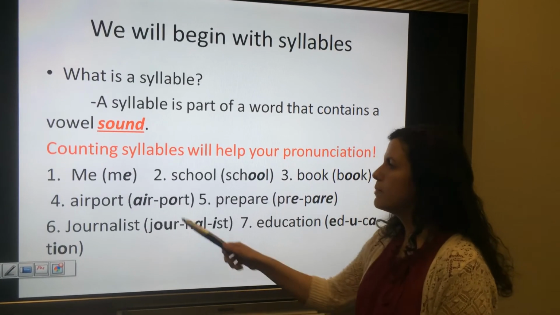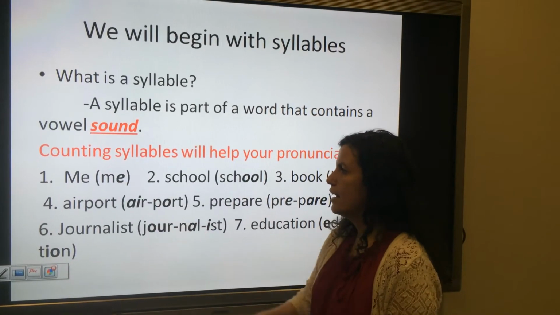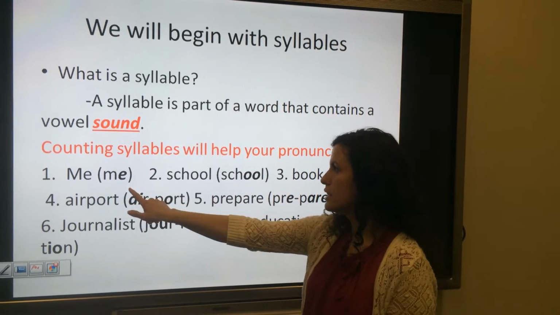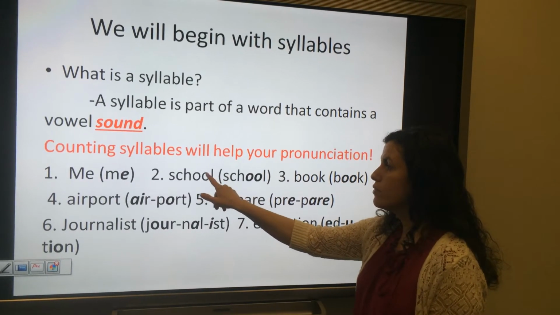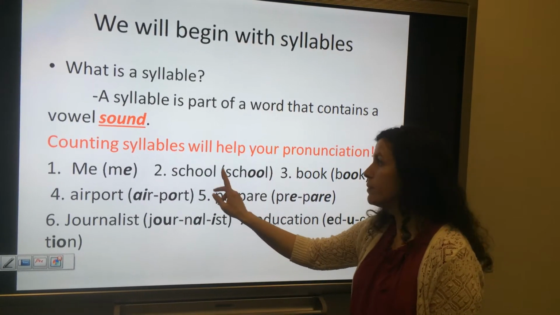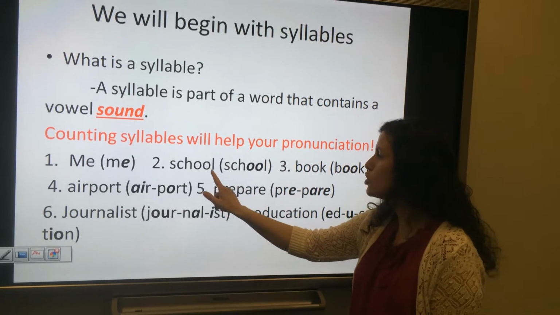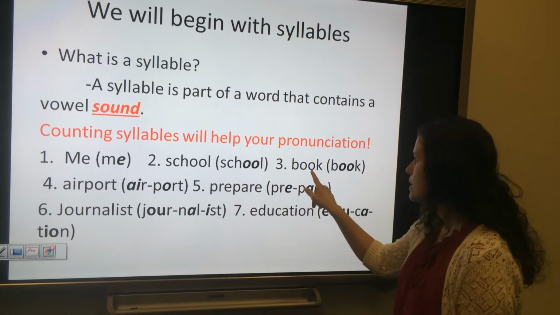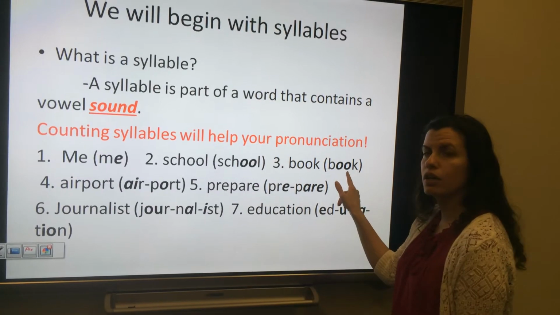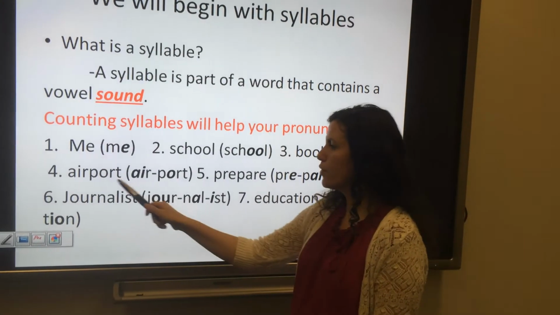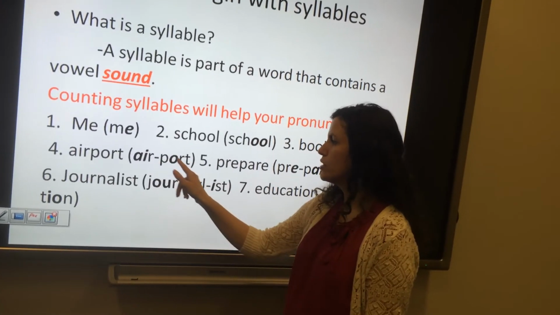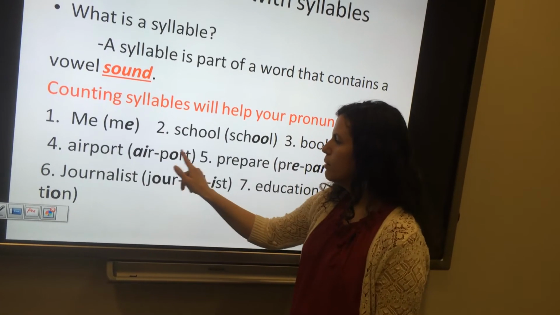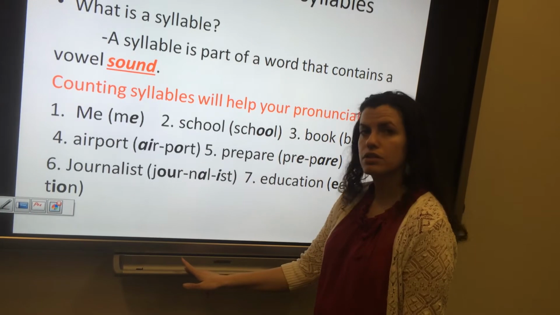So the first word is me, M-E. It has only one sound, so it has one syllable. School, only one vowel sound. There's 2 O's, but they only make one sound. School, one syllable. Same thing with book, book. Now here, number 4 is the word airport. It has 2 different vowel sounds, so there's 2 syllables. Airport, airport.